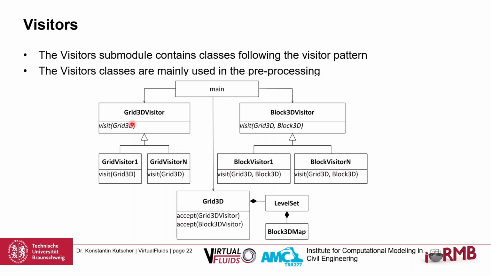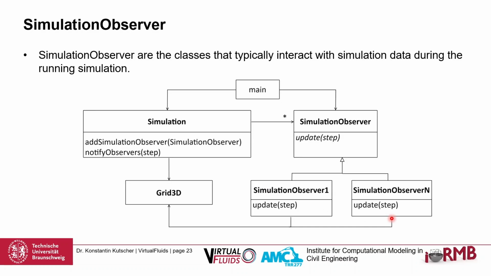If you want access to a block, your code should be the same for each block. Then you write this block visitor, and it will be applied automatically to all blocks in the grid. This here is details of implementation. Again, it's more for the developer, so I will not go into details.